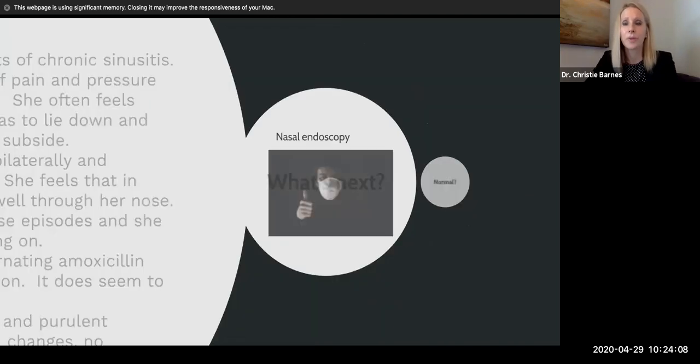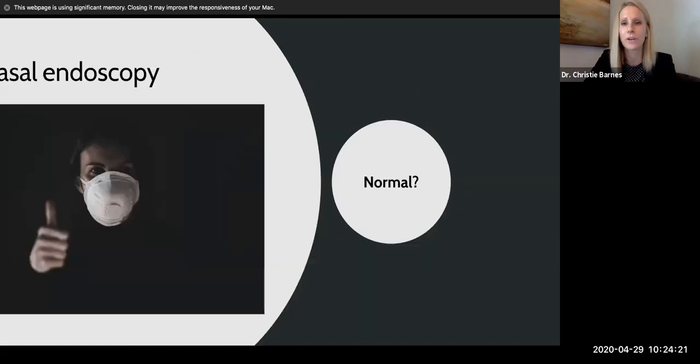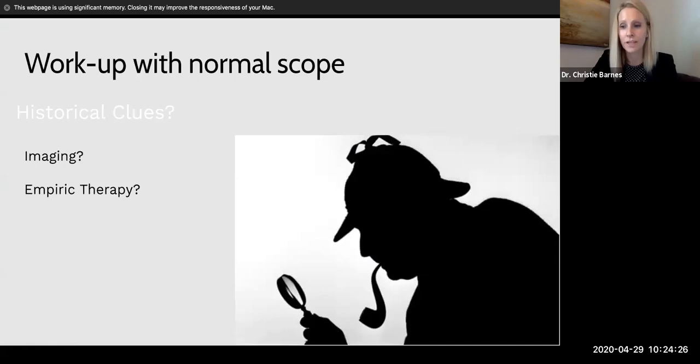We did a scope. 12-year-old, she tolerated it quite well. Girls are usually easier than boys, and it looked perfect. So the question for a normal exam, you've got some historical clues pointing towards migraine, right? She's got the photophobia, the nausea, prostration where she has to lay down and sleep it off. Actually, she also had a history. Mom had migraines. So all these things are pointing towards that.